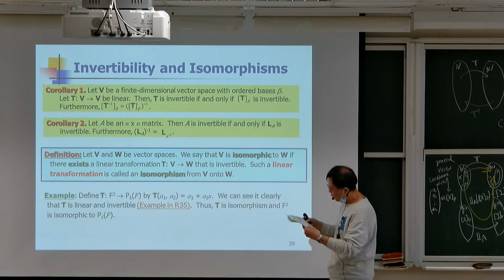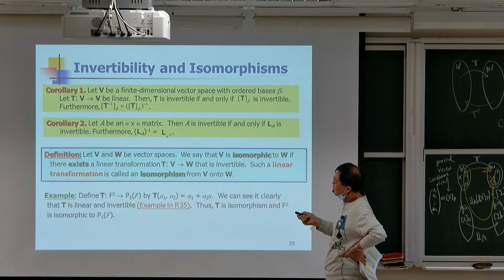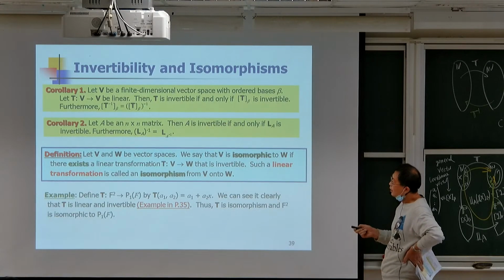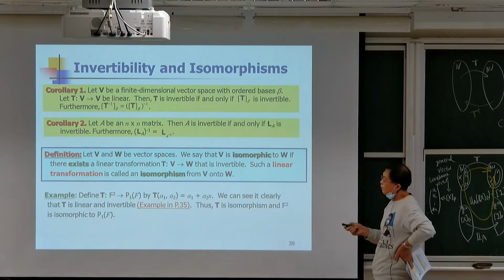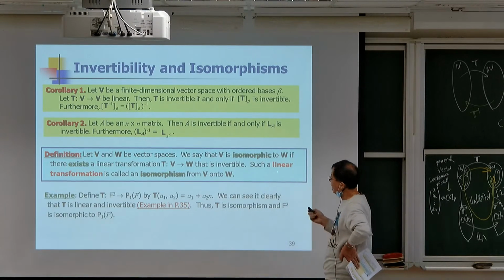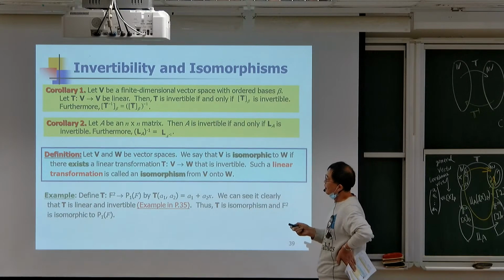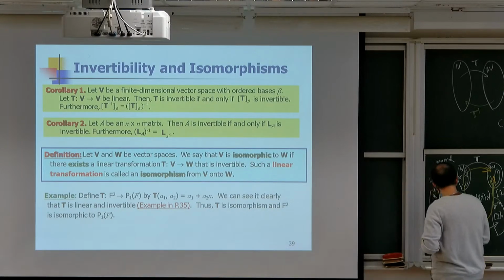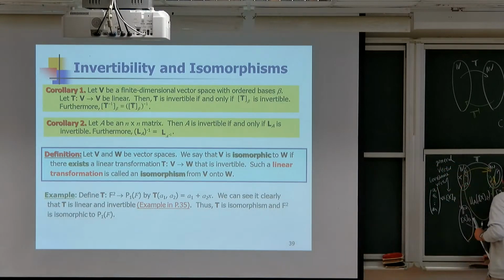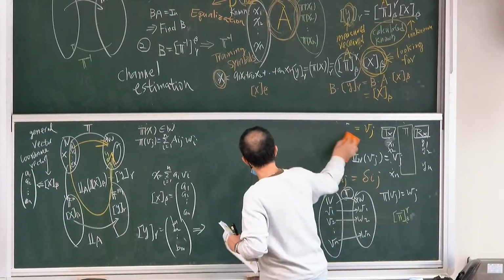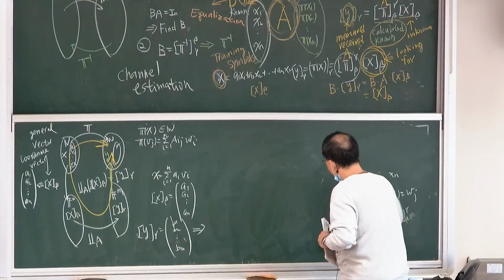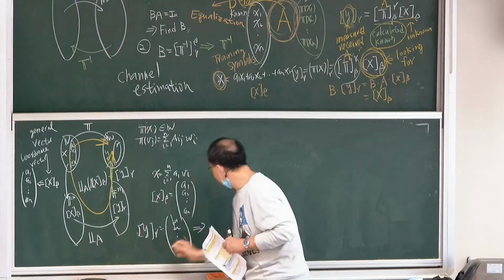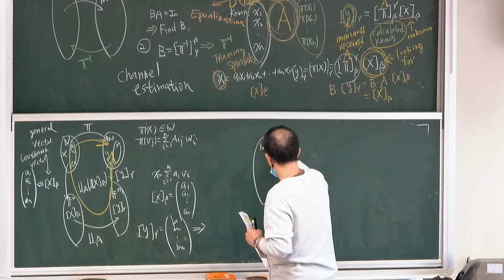So right now we want to define that, okay, V and W be vector spaces, and we say V is isomorphic to W if there exists a linear transformation T from V to W that is invertible. And such a linear transformation we call an isomorphism from V onto W. So this means that if I say the two vector spaces are isomorphic to each other, V and W.